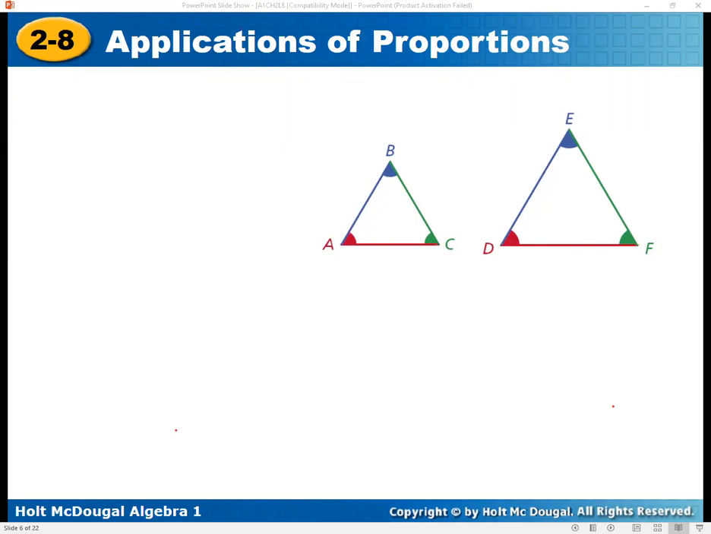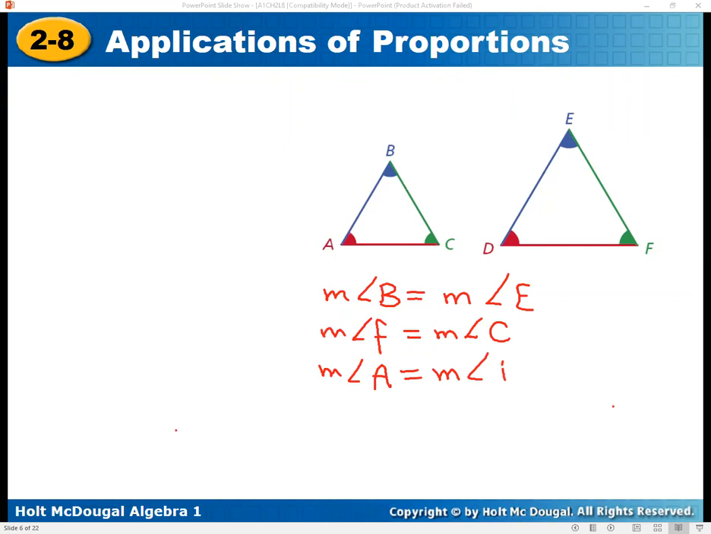Excellent. And we can also notice that the measure of angle B equals the measure of angle E, right? What else? Measure of angle A equals measure of angle C, D. Oh, sorry, I made a mistake here. We said B equals E.